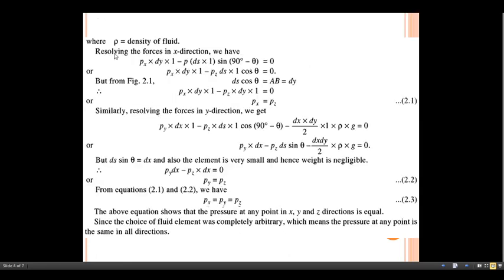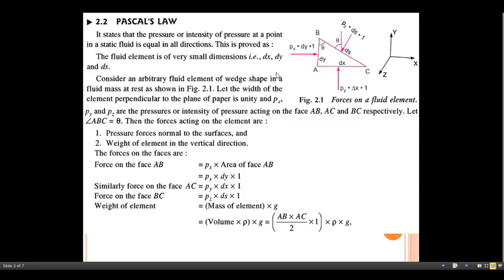Now, focus on the forces along the x direction as well as the forces along the y direction. To get the force along the x direction: this force is running towards the x direction, but this force is in an inclined direction. You need to resolve this force, Pz ds into 1, into its components. One component will come along this direction, which means the x direction.